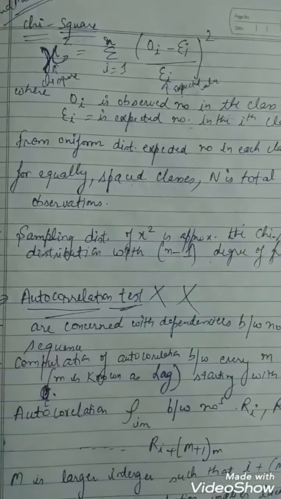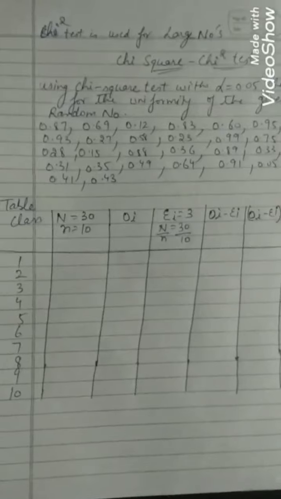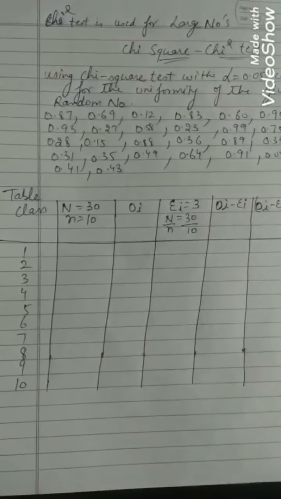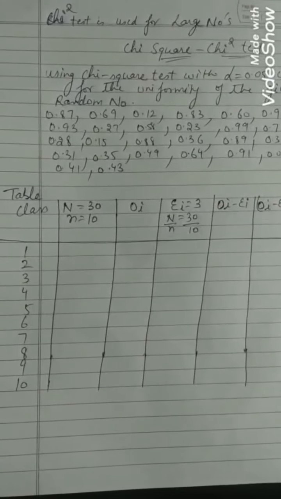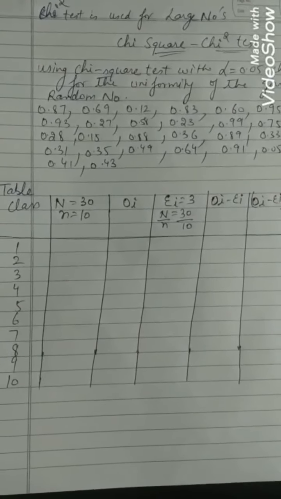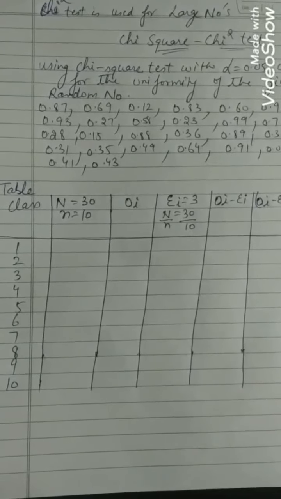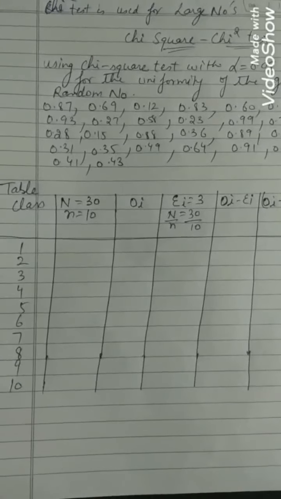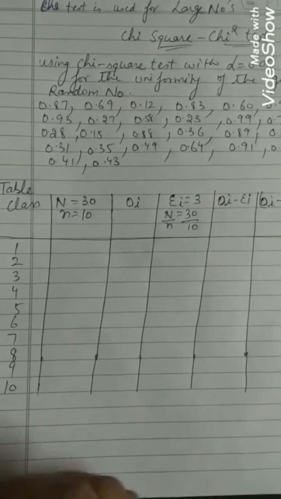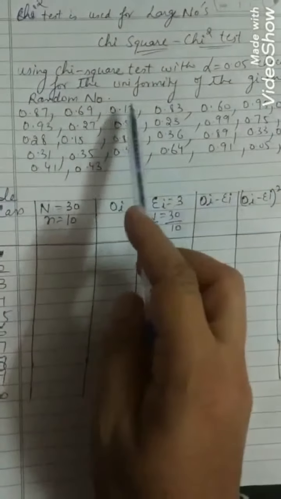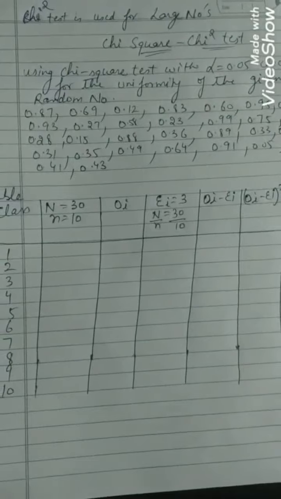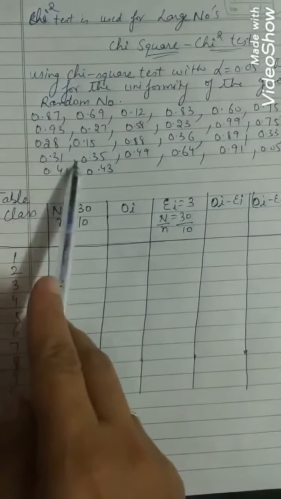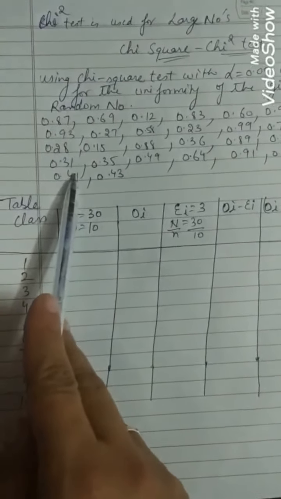Now we are solving a problem on the chi-square test. This is an example of a chi-square test, and it is used for testing a large number of values, for example when we have 50 or more values. In this problem, we have alpha value 0.05 and we check for the uniformity of the given random numbers, of which approximately 30 are given here.